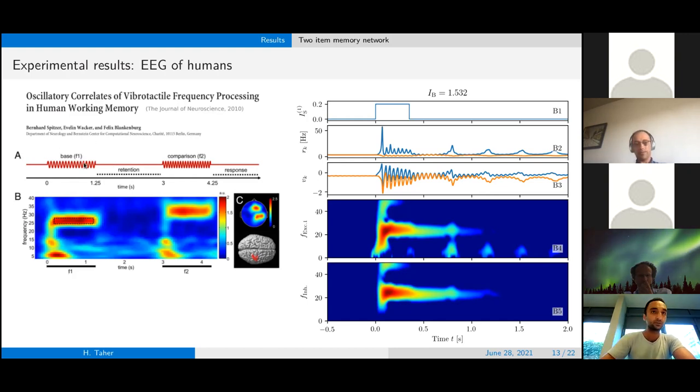So you see here a base frequency F1, a base frequency F2. And again, we see the spectrogram. During the first stimulation, we have this delta response. We have this very broad band response, like also in the simulation, and then we have the sustained beta band activity, like in the simulation.